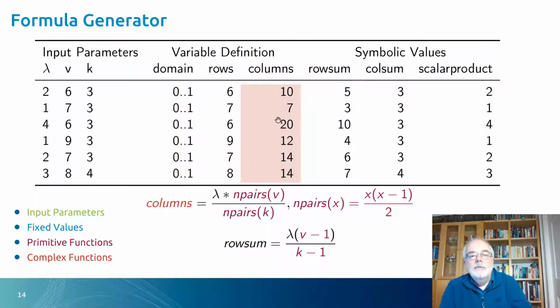For the number of columns, we actually come up with this formula here, and we are basically producing this formula bottom up using primitive functions like n pairs, which is x times x minus 1 over 2, or v minus 1 as a primitive function. And we're trying out all combinations of these primitive functions to make them more complex functions. And we find this for columns, and we find a different formula for the row sum. And so now we can explain each and every symbol that we need in our model in terms of the input parameters. And that allows us basically now to run our model for different sizes. If we're given a set of input parameters, we can come up with all the parameters that are needed.